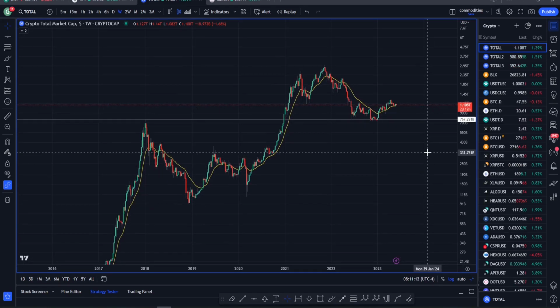But yeah, cryptocurrency market looking super bullish here. Stock market looking super bullish. Debt deal about to be made.